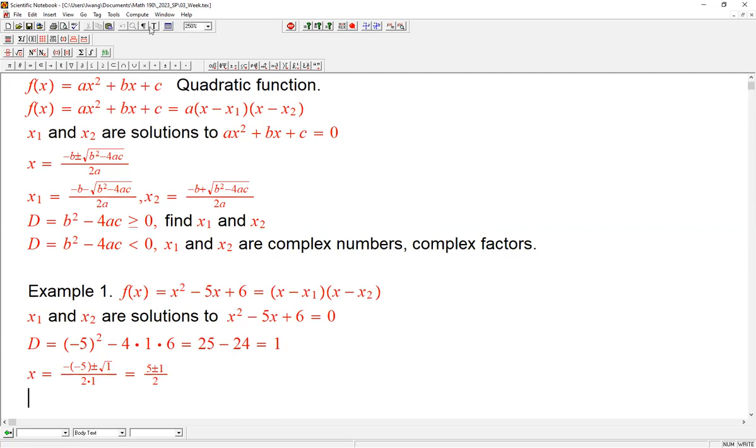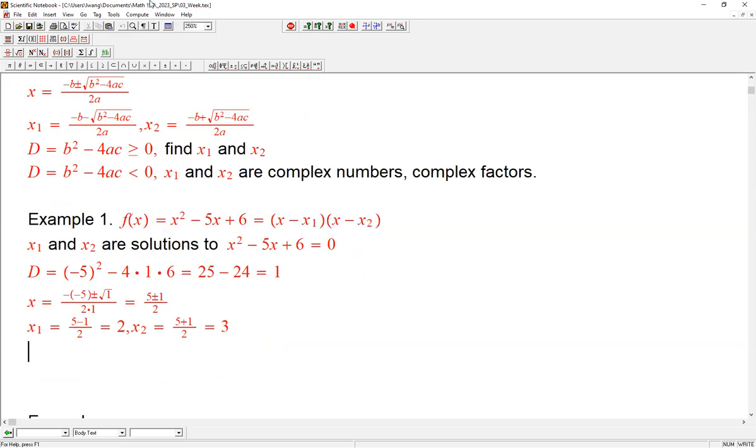So we got our x sub 1. X sub 1 is going to be equal to 5 minus 1 divided by 2. That's going to be equal to 2. And x sub 2, excuse me, would be equal to 5 plus 1 divided by 2. That's going to be 3. So we got our factors right there. So this is going to be 2, and that's going to be 3. You can see that's how we're going to use it.